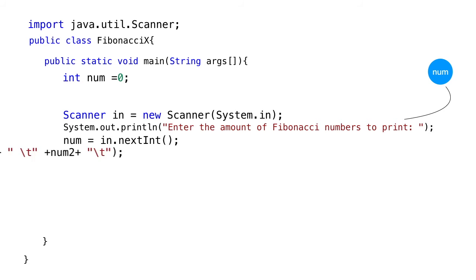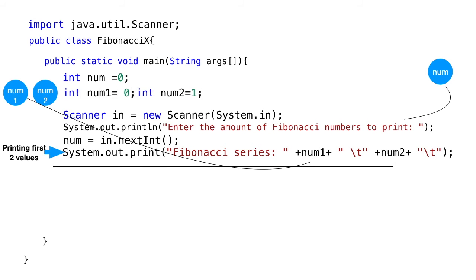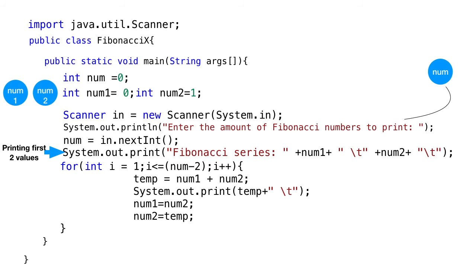Now we are printing the first two terms of the series, which are num1 and num2. So let's initialize them. Since the first two numbers are 0 and 1, we are going to initialize num1 as 0 and num2 as 1. The \t prints a tab space between the enclosed elements. Now let's jump to the for loop to print the remaining numbers of the series.